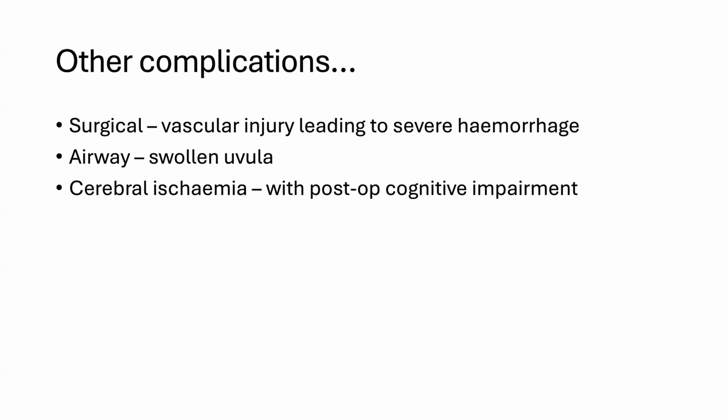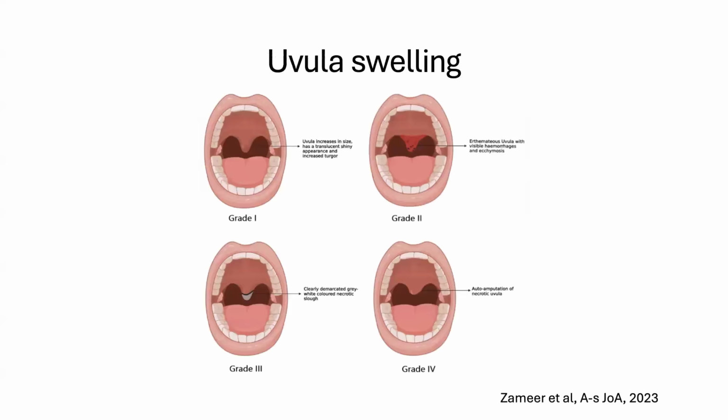We'll talk a little bit about how to manage that in the next slide. And then cerebral ischemia can also occur, and I did mention that there were studies that showed that post-op these patients develop cognitive impairment after shoulder surgery.